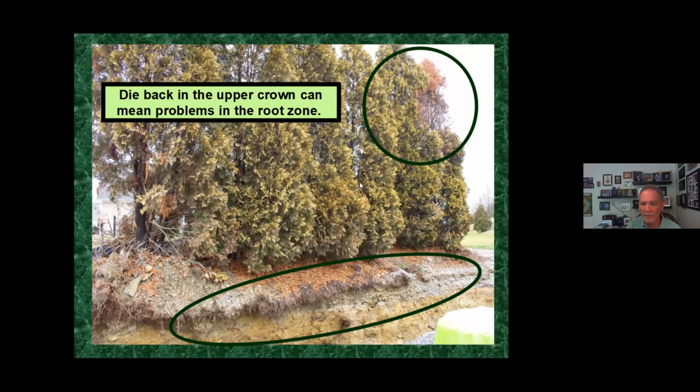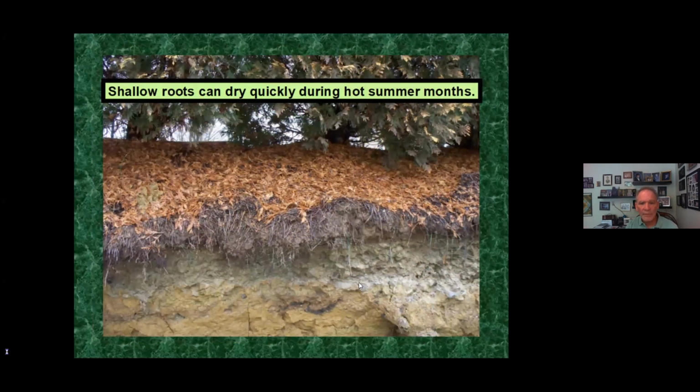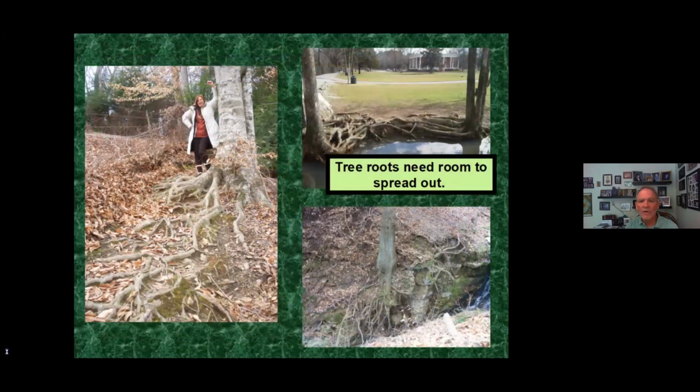You want to know why your plants are declining and you say, I never sprayed anything on them, I got no Roundup near them, there's nothing happening. Look at the roots. Nine times out of ten, this is what I come across. I get called in when it's a little too late. So the roots are the important factor here. You can see the same picture. Shallow roots dry out quickly in hot summer months, especially with irrigation. Tree roots need room to spread out. Tree roots will grow wherever they can.